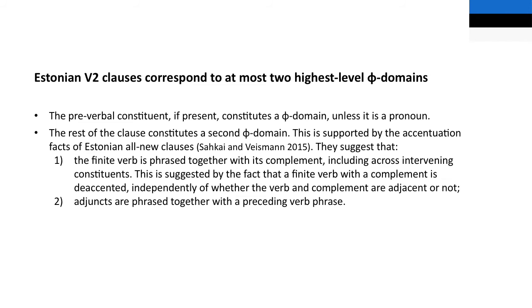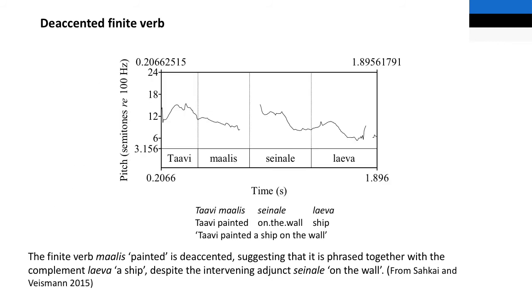First, that the finite verb is phrased together with its complement, including across intervening constituents, which are prosodically embedded. This is suggested by the fact that the finite verb with a complement is de-accented, independently of whether the verb and the complement are adjacent or not. This is illustrated in this figure.